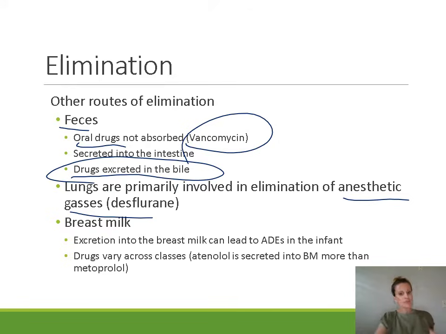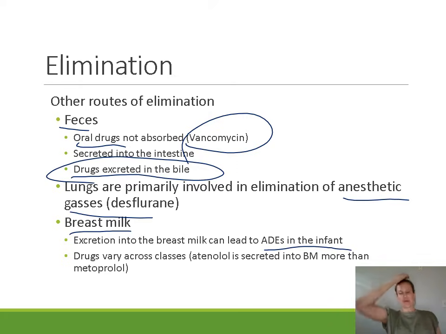Some drugs can be excreted or eliminated via the breast milk. So excretion in the breast milk is not typically a major path of elimination, but it can be enough to be important for the infant. So even if just a little bit of the drug is being eliminated in the breast milk, realize that that infant is so much smaller that that little bit can end up being a really big dose for the infant. So this can lead to adverse drug effects in the infant and is something to really watch out for if you are giving drugs to a woman who's breastfeeding.